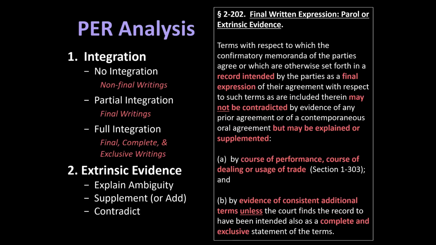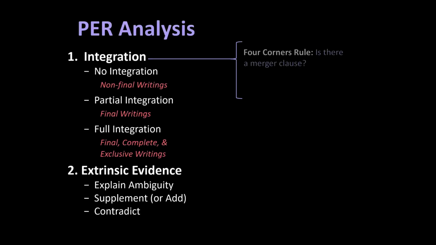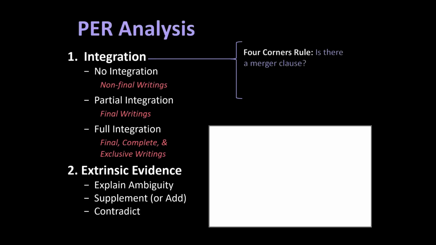Broadly speaking, though, where all courts agree is that the question of integration is a question of law. The question of whether a writing represents a partial or full integration gets decided by the judge and not the jury. Where courts disagree, however, is what test to use to identify the level of integration. Two competing approaches have emerged from the common law. The older, stricter approach is known as the Four Corners Rule.